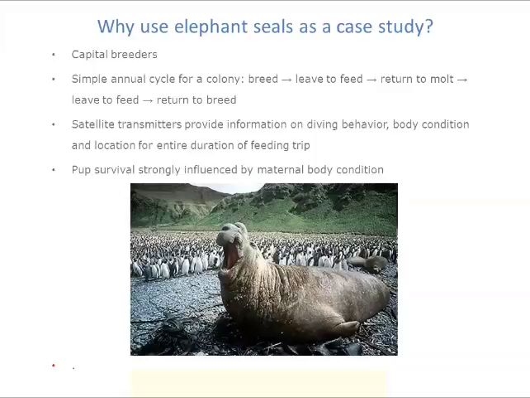So elephant seals are capital breeders, and they have an incredibly simple life cycle. They come ashore to breed. The females stay ashore for the whole time they're looking after their pups. After about 3 or 4 weeks, they abandon the pups, go off to feed, spend 3 or 4 months at sea, come back to exactly the same place to molt their fur, go off to sea again, and it's during this period that they put on all the blubber that they're going to use to feed their next pup, and then a year later they come back to breed again.